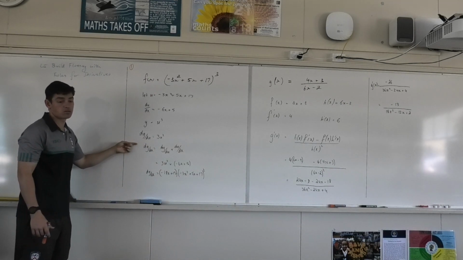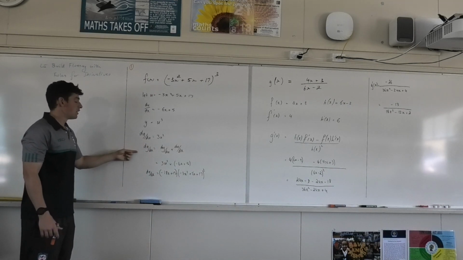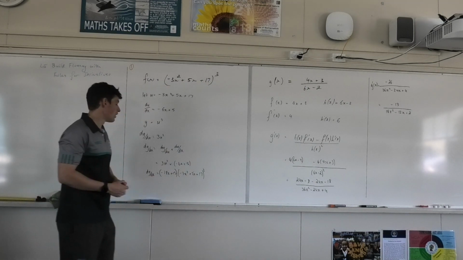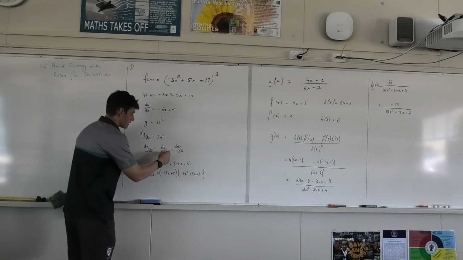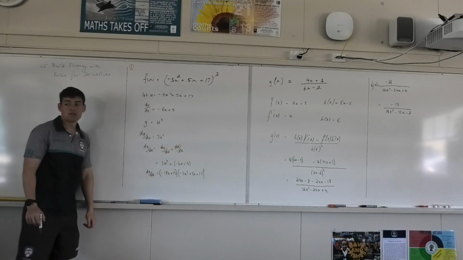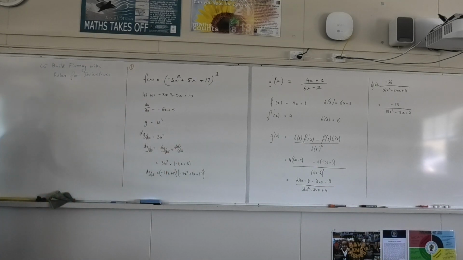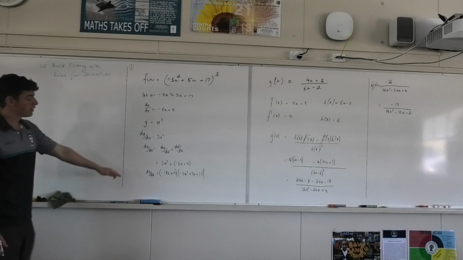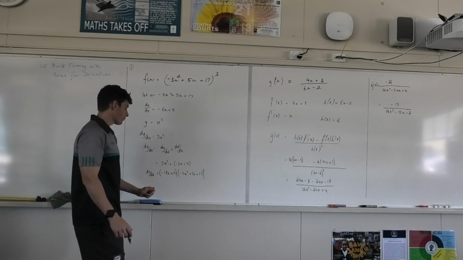Are we good with those? Good with that step? We sub that back into our formula, dy du times du dx. That works because our du's cancel. And we're left with dy dx equals dy dx, which makes perfect sense. We then sub in our variables.